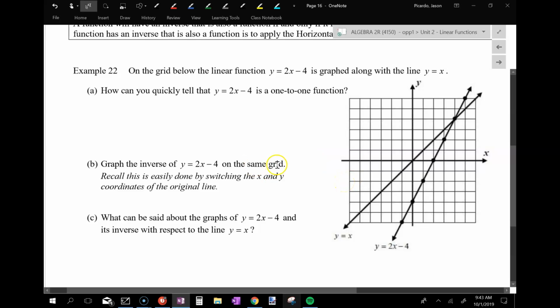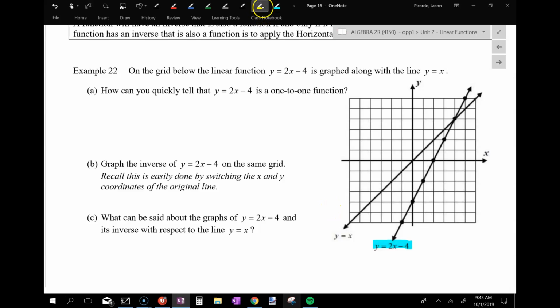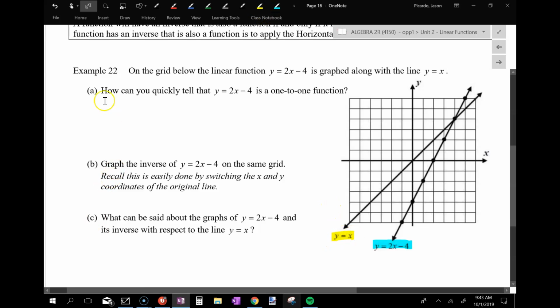All right, guys, here's what I got. On the graph below, I have the linear function y equals 2x minus 4. Do you see how it's labeled right here? Then I have the line y equals x. Everybody sees that. That's labeled. How can you quickly tell that 2x minus 4, this one right here, is a one-to-one function?